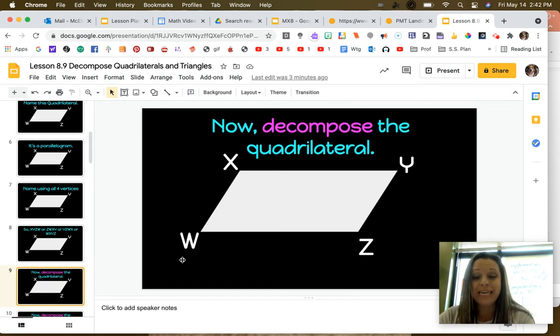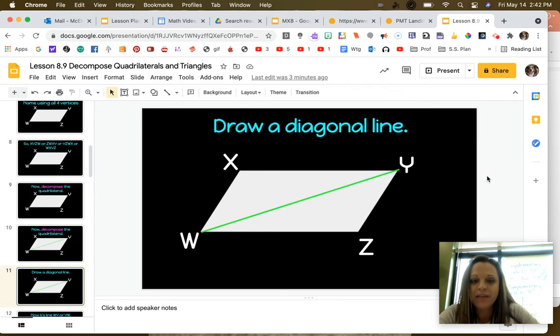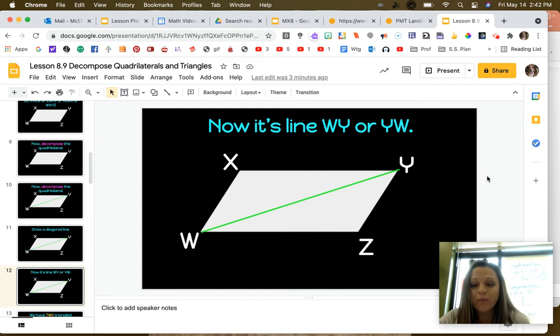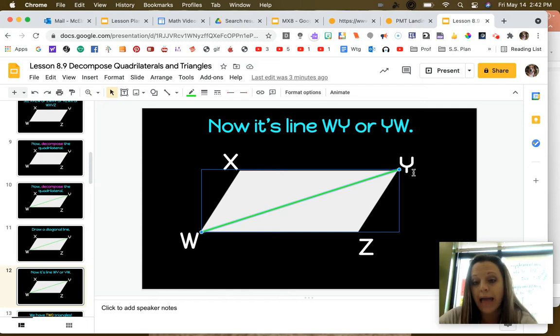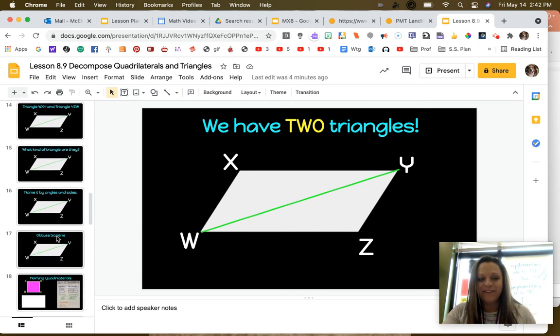Now we're going to decompose. We're going to take apart the quadrilateral. So to do that, I'm going to divide it in half using this bright green diagonal line. So your first step is to draw that diagonal. Now we can name our diagonal line. It is line segment WY or YW. We have two triangles. Look at that. So clever.